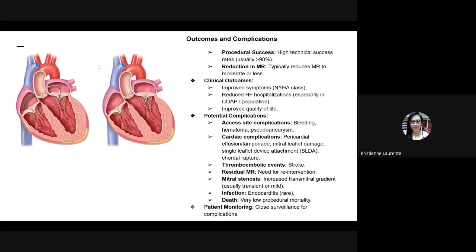So for procedural success, technical success rates are highly favorable, usually more than 90%. The reduction in MR typically brings MR to moderate or less. So it has improved symptoms of heart failure, reduced heart failure hospitalizations, and improved, of course, quality of life. The potential complications include access site complications like bleeding, hematoma, or pseudoaneurysm.